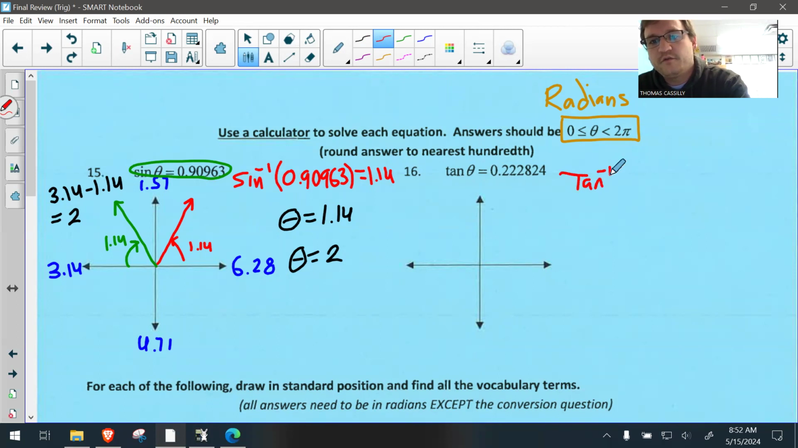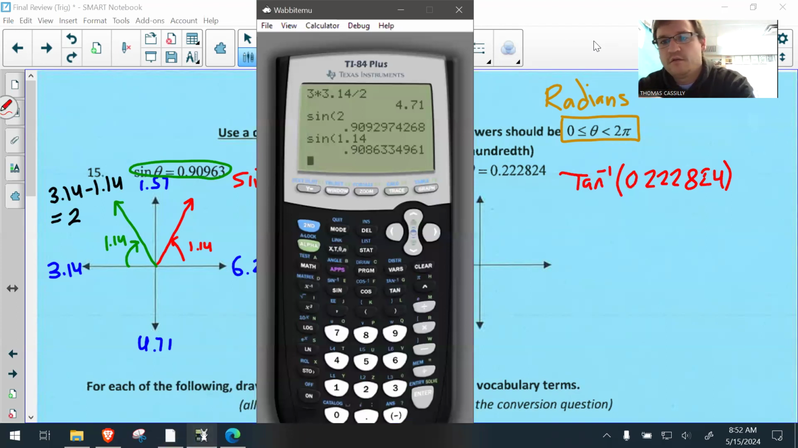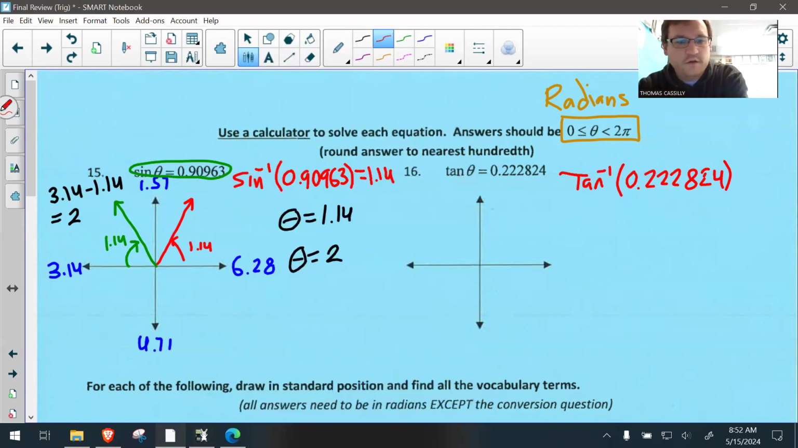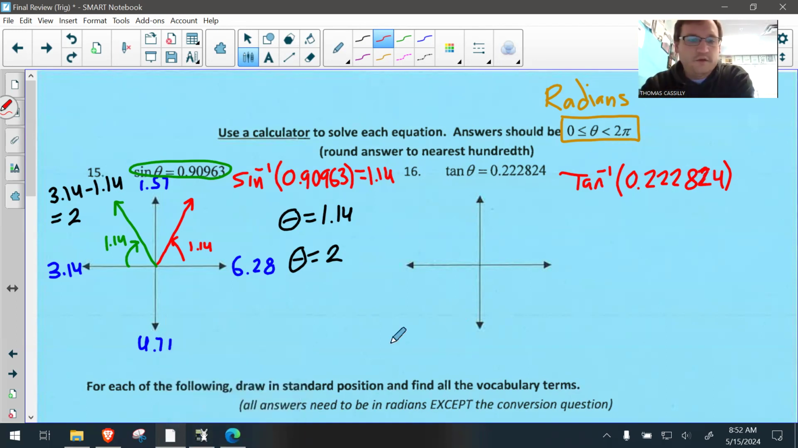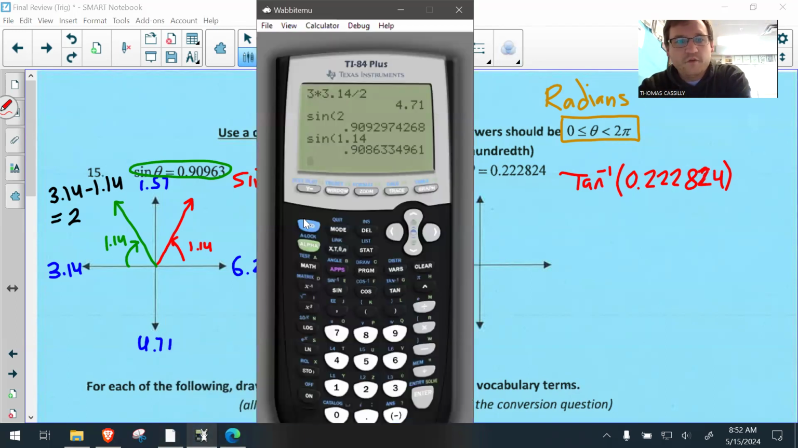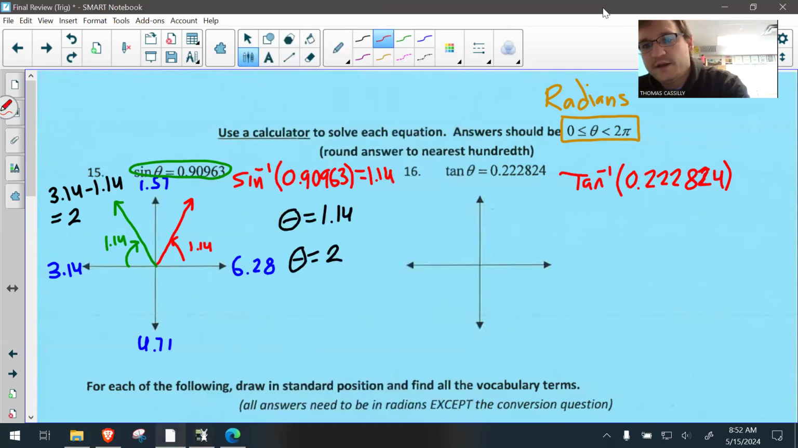All right, but the inverse tangent now of this one, we got 2.2824. Where is that going to land us? The decimal there. And then that 2 looks bad. So we have the inverse tangent of 0.222824. Is that 0.219?